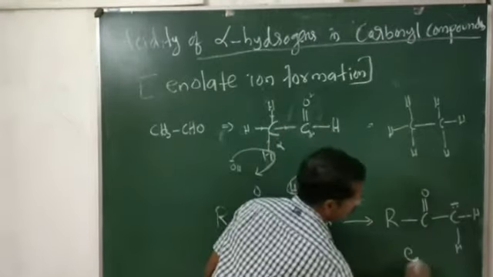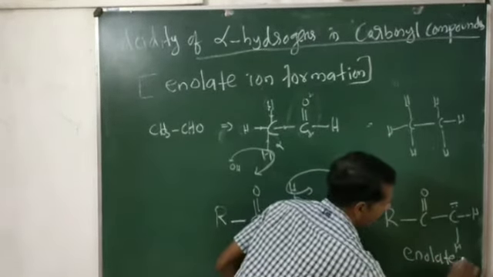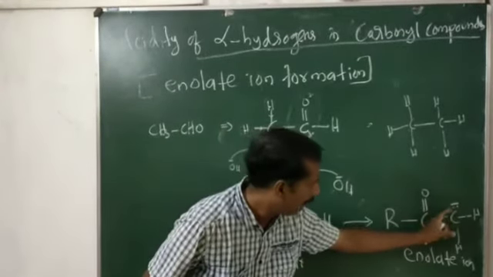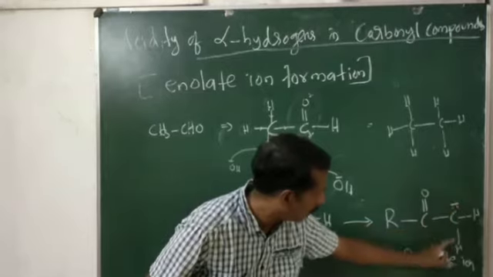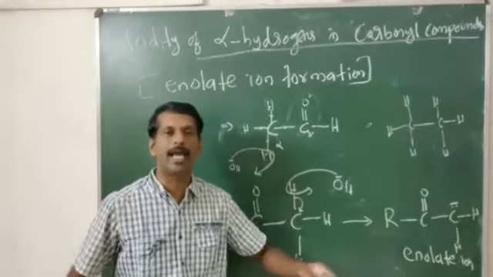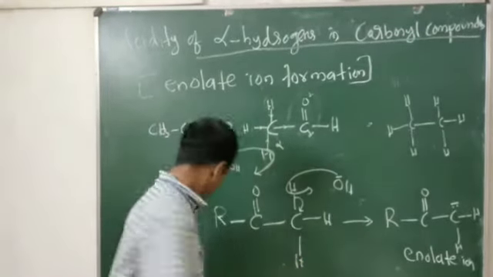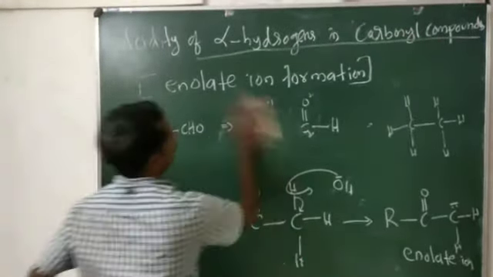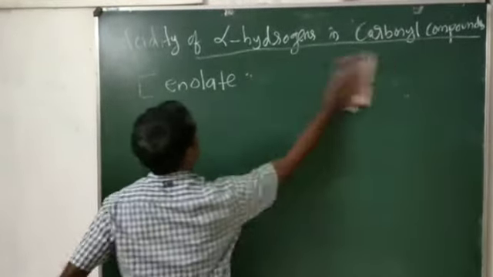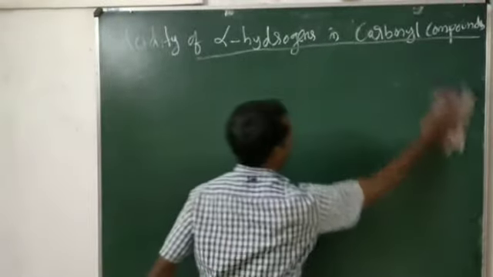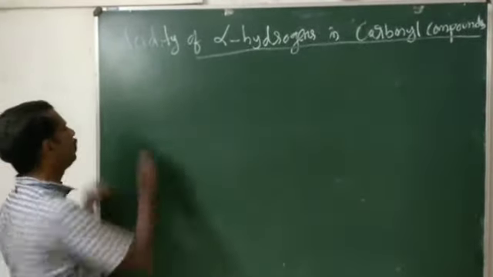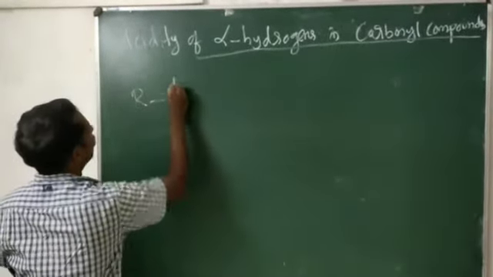This anion is known as enolate ion. You can see that in the anion, a carbon has a lone pair of electrons and a negative charge. This is known as enolate ion. This enolate ion can be stabilized by resonance. So, once again I repeat how enolate ion is forming. Before that, you must know that the alpha hydrogen atom in a carbonyl compound is acidic in nature. I think that point is clear to you. Now I explain how enolate ion is forming.